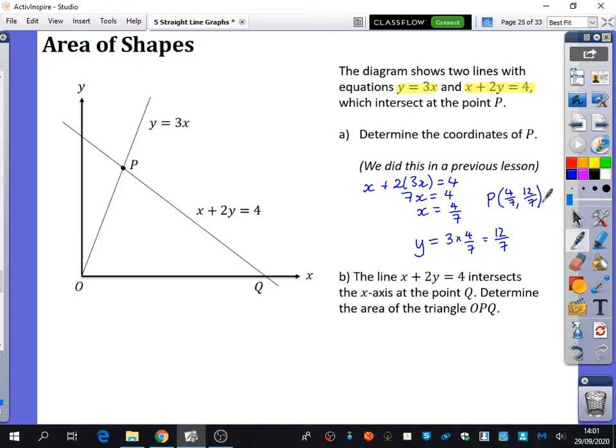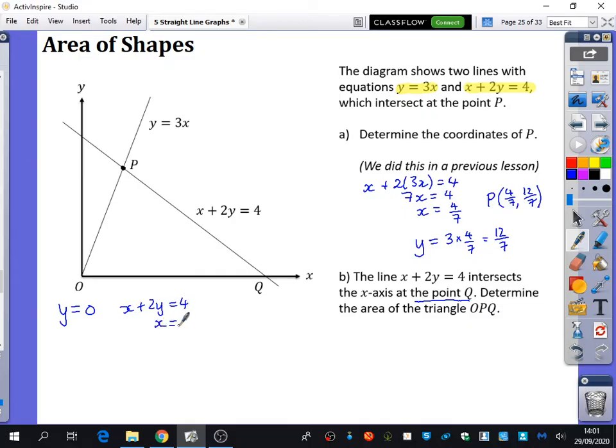Okay? And then part B of the question says that the line x plus 2y equals 4 intersects the x-axis at the point Q. Determine the area of the triangle OPQ. Well, they've kind of asked us 2 things. They want us to find the area, but they have also said to us that it intersects at the point Q. Remind me, if it's intersecting the x-axis, what do we know? So y is equal to 0, and they're talking about this line here. So we have x plus 2y equals 4.